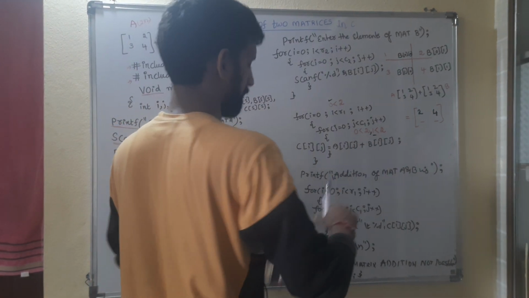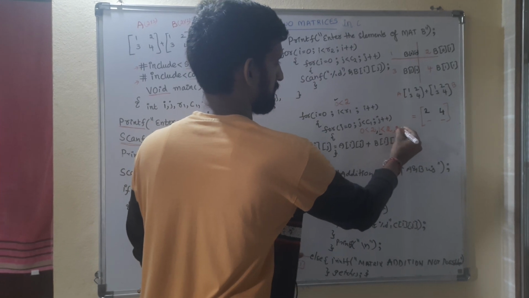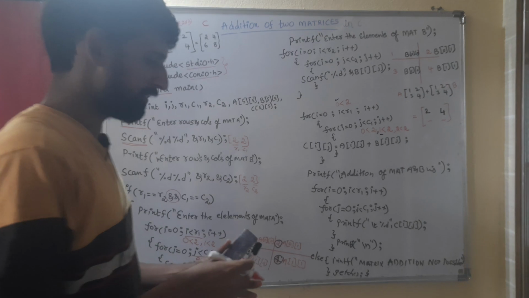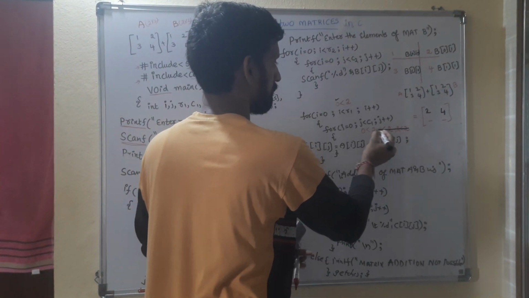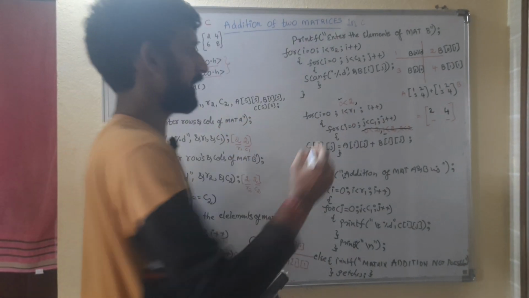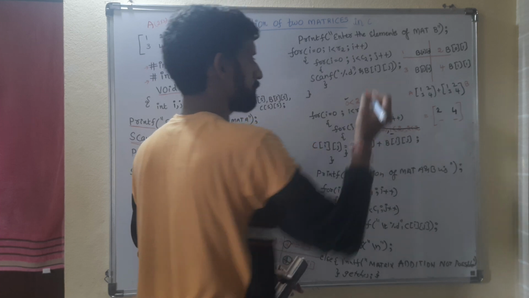Now what is going to happen here? Again J will be incremented by 1. 2 less than 2, the condition will be false. So when the condition is false, I will be incremented by 1. So when I is incremented by 1, 1 is less than 2.